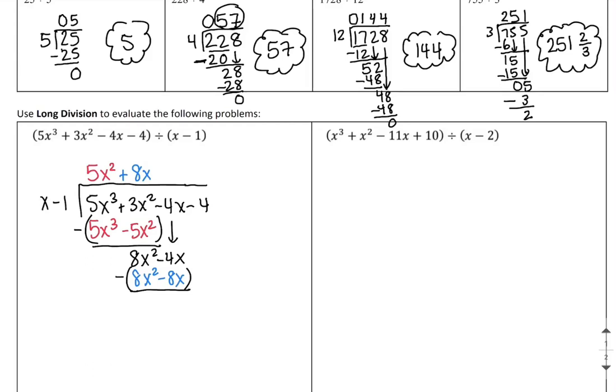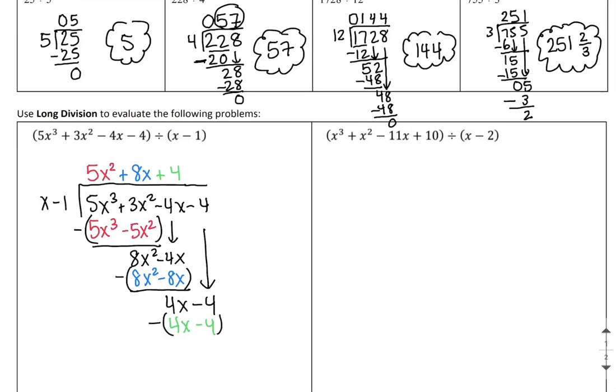And then I have negative 4x minus negative 8x. So that's negative 4x plus 8x, which gives me 4x. I bring down this minus 4. I ask myself, how many times does x minus 1 fit into 4x minus 4? And it should be clear to you that that is 4 times. So I'm going to add 4 on top here. 4 times x gives me 4x. 4 times negative 1 gives me negative 4. I'm going to subtract this.